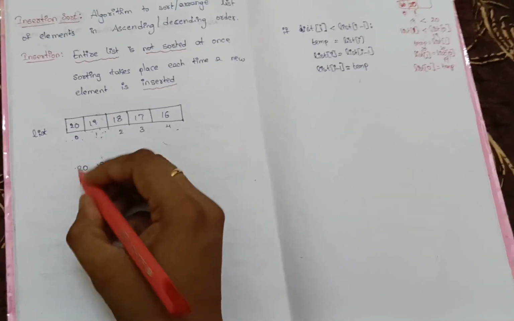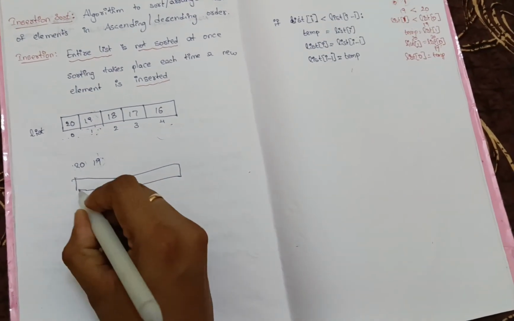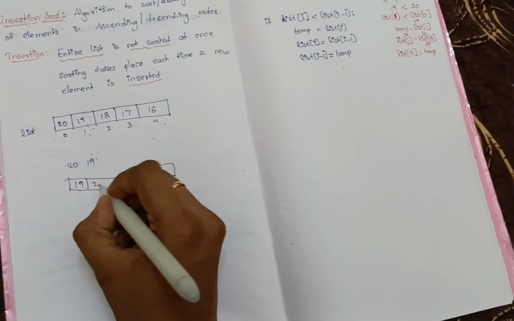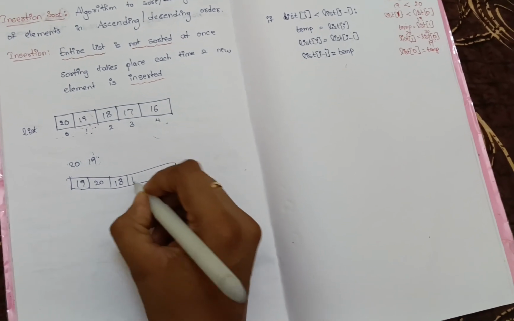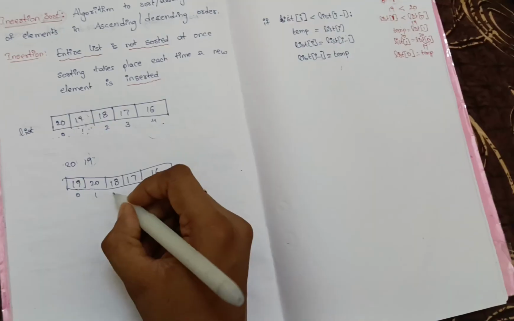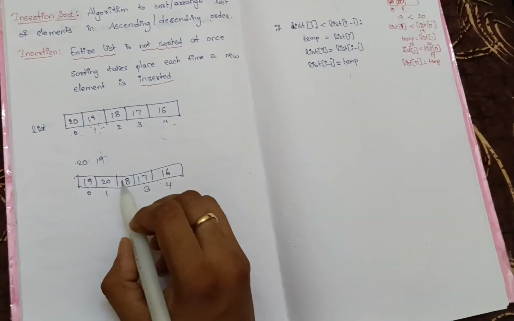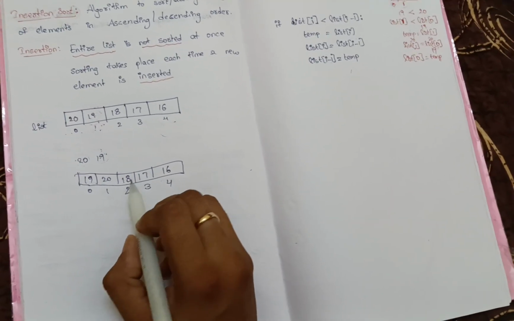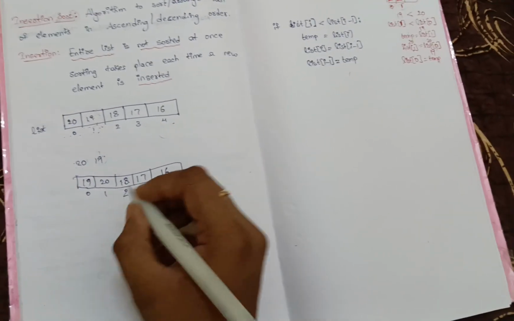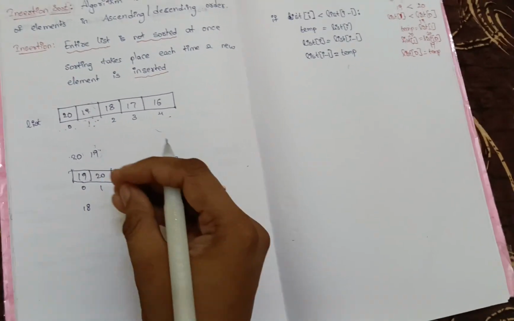Now our list will be like this. After swapping, our list will be like this: 19, 20, 18, 17, 16, and the indices are 0th, 1, 2nd, 3rd and 4th. Suppose another number is also inserted. 18 is inserted. The new number came, 18 is inserted into our array.